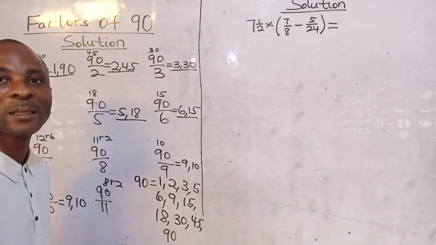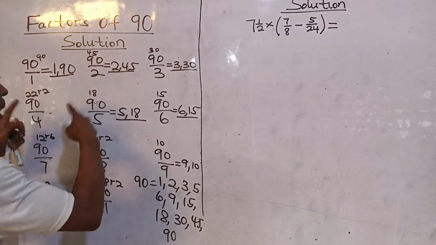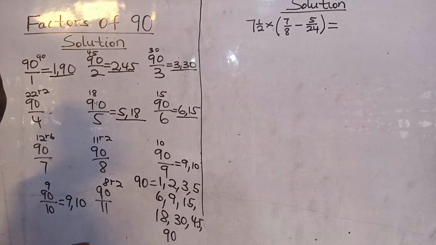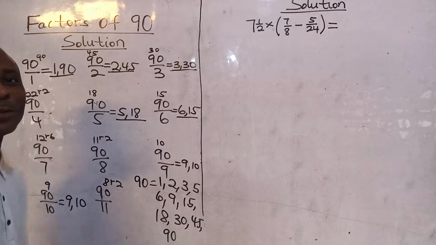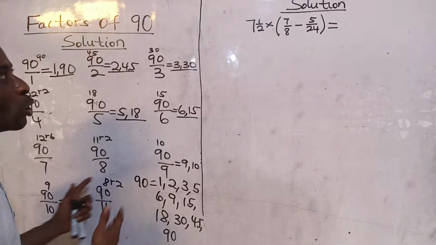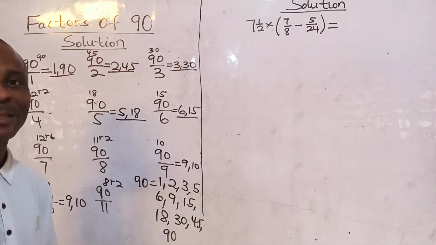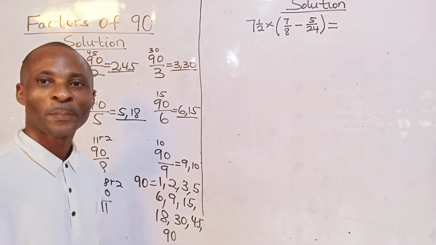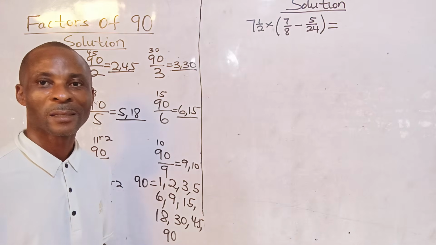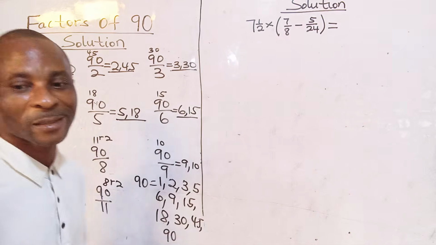This is how we can find factors of 90. Divide the 90 by 1, by 2, by 3, by 4, all the way to the end. It is very important to know how to find the factors, because without factors, you cannot do simple divisions, simple cancellations of numbers to reduce fractions. So you must learn it. So factors of 90, here it is.